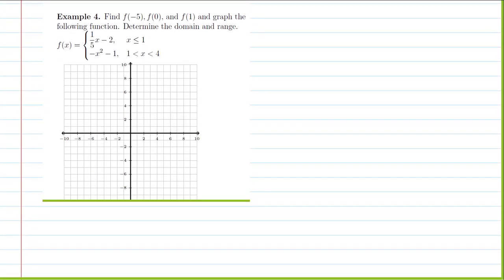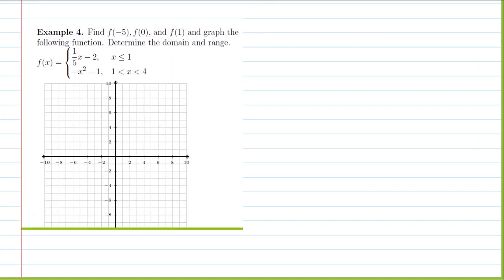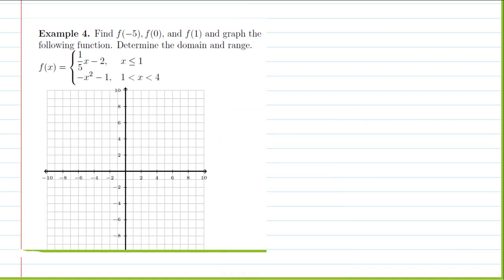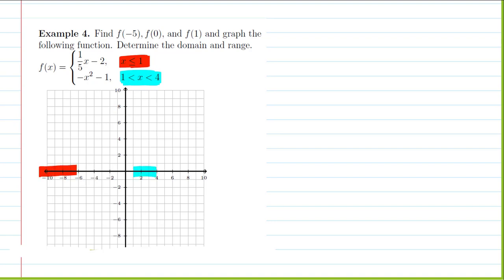So in this example, in example 4, we have a piecewise function that contains 2 rules. And we have a domain for each of those rules. All right, so let's go ahead, and our first domain is for x values less than or equal to 1. And our second domain is for x values between 1 and 4, not including 1 and 4. So I'm just going to highlight those on my x-axis to help me see where the domain of my function is.